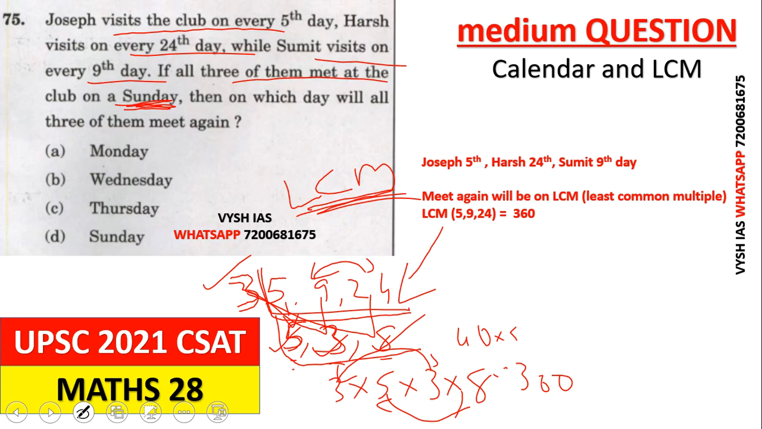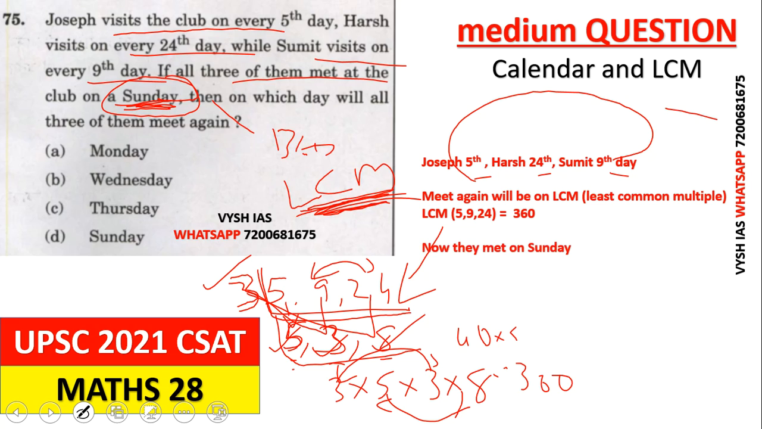This you should know. If you don't know basic LCM calculation also, then it's very difficult to solve. Okay, so 360 is the LCM of these 3 numbers. So on the 360th day plus today's Sunday. Today's Sunday they met, right? Sunday plus another 360 days they will meet again, because that is the least common multiple between these 3 numbers. Only on the least common multiple of this they will again meet together.